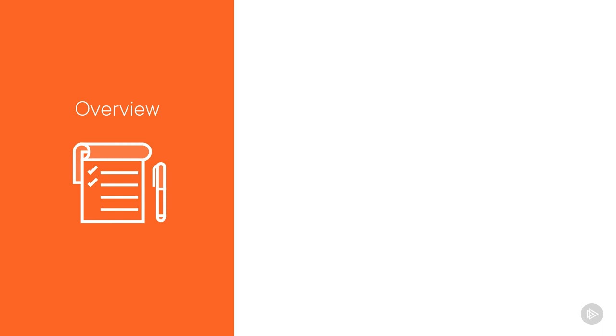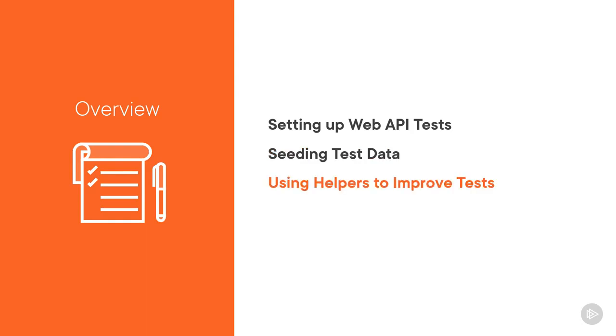We'll start out by showing how to set up web API tests using the built-in test server and the WebApplicationFactory class. Then, we'll take a look at how to set up your system with test data that's consistent for every test run. This is something that trips up a lot of folks when they're first getting their tests working, so I want to give you some examples that are proven to work for my code. And then finally, we'll look at how you can use helpers to improve your tests and make them shorter and easier to maintain.